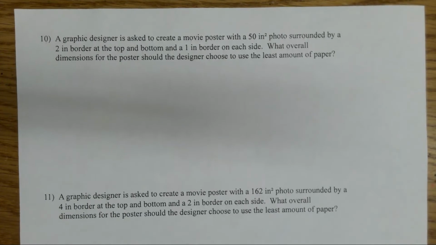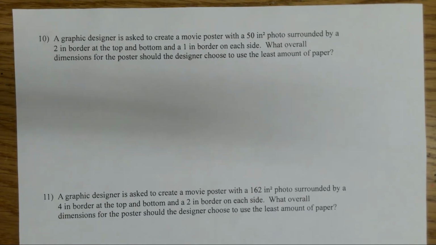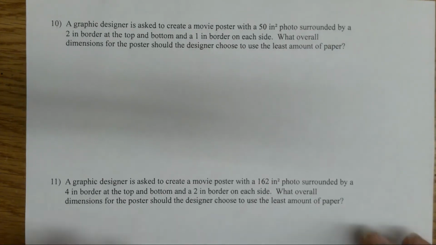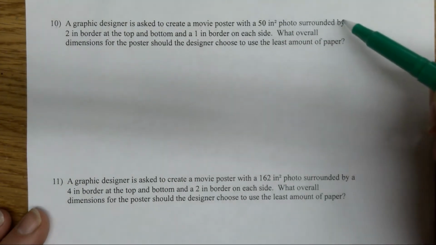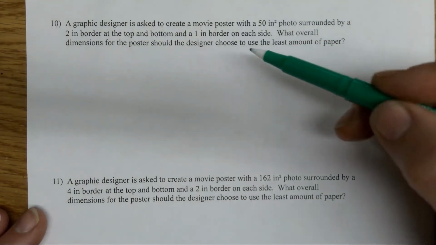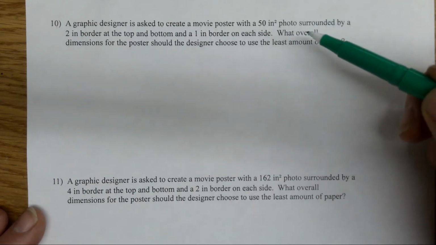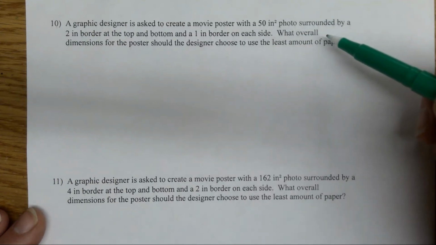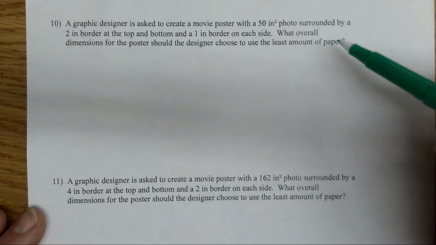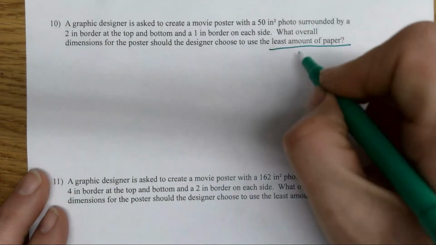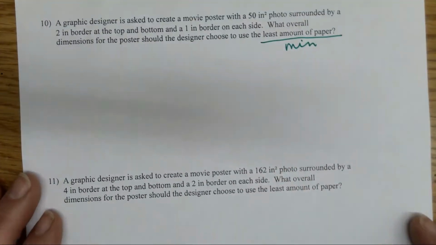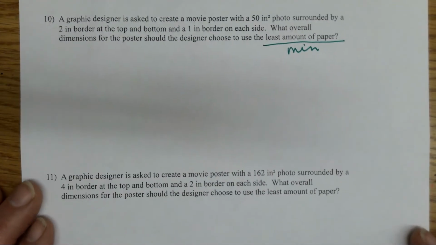So in this one I have a graphic designer creating a movie poster that has a 50" squared photo surrounded by a 2" border on the top and bottom and a 1" border on each side. What overall dimensions for the whole poster should the designer choose to use the least amount of paper? So least amount of paper tells me minimum, the smallest amount.